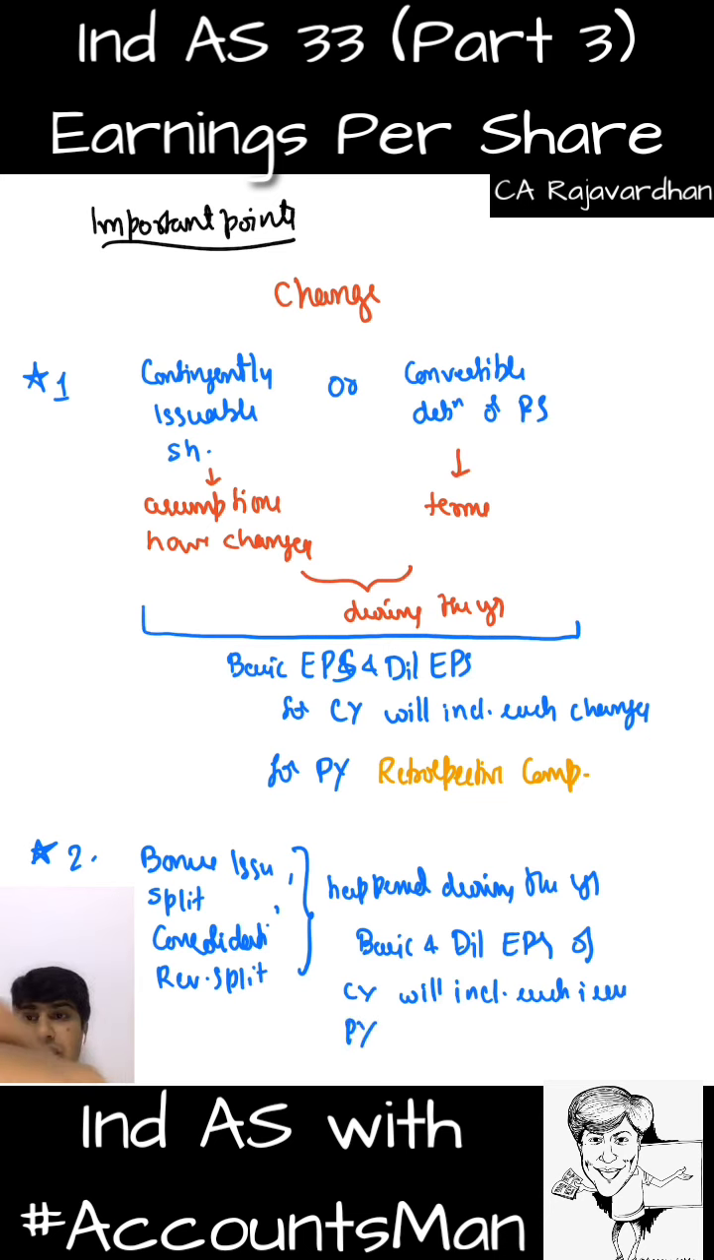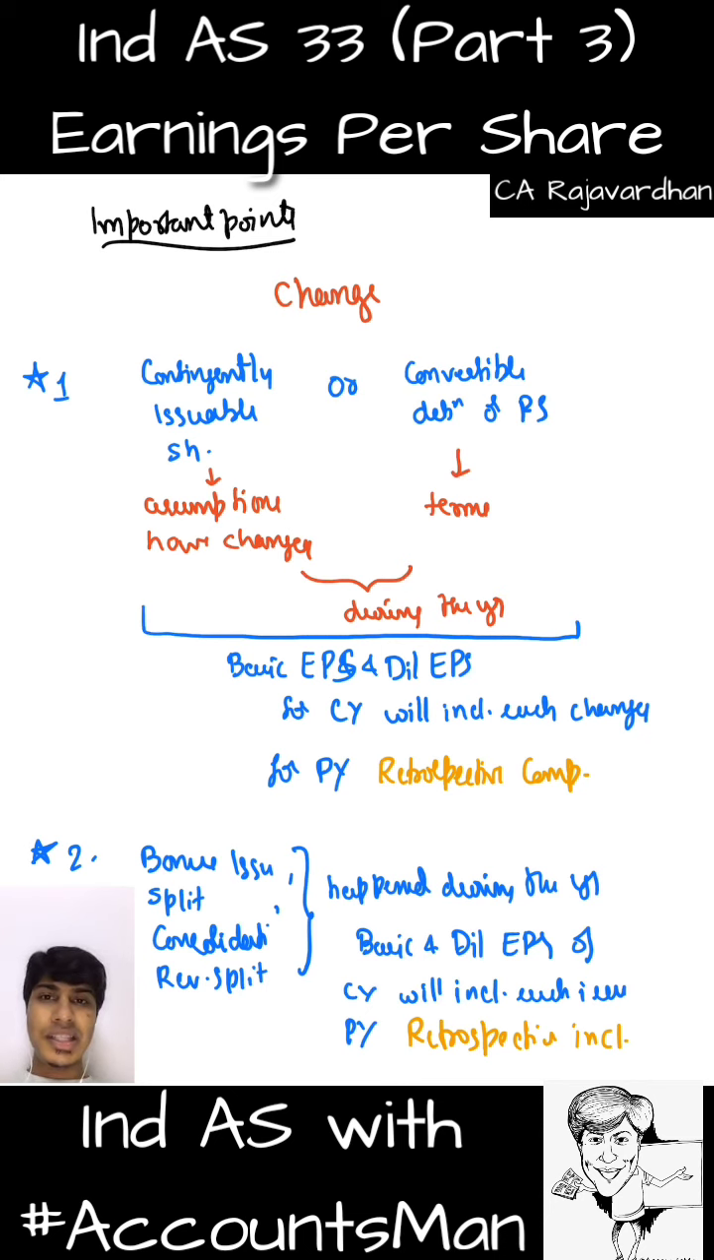But what about previous year? We need to do retrospective inclusion. So we need to go back to previous year, and that previous year denominator should also be changed. Now whenever bonus issue, share split, consolidation or reverse split is made, it requires no consideration. It is assumed to have happened at the beginning of the year, and we do it from the earliest possible reporting date. That earliest possible reporting date is not the beginning of current year. It should be the beginning of the earliest reporting date, the previous year or the previous to previous year, whatever is there in the comparative column.